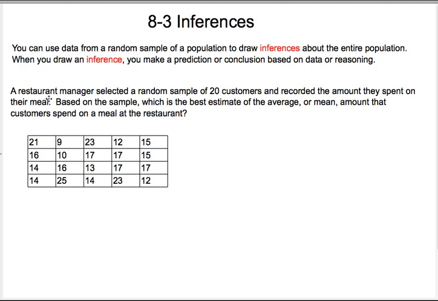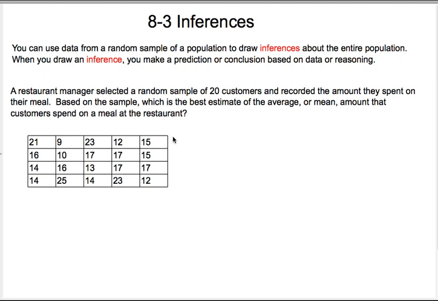Let's say a restaurant manager selects a random sample of 20 customers and records the amount they spend on their meal. Based on the sample, which is the best estimate of the average or mean amount that customers spend on a meal at that restaurant? And so here's the data. There's 20 pieces, and here's the amount of money each of these customers spent. So $21, $9, $23, and so on. And so we're going to try to figure out what the average is on what people spend.